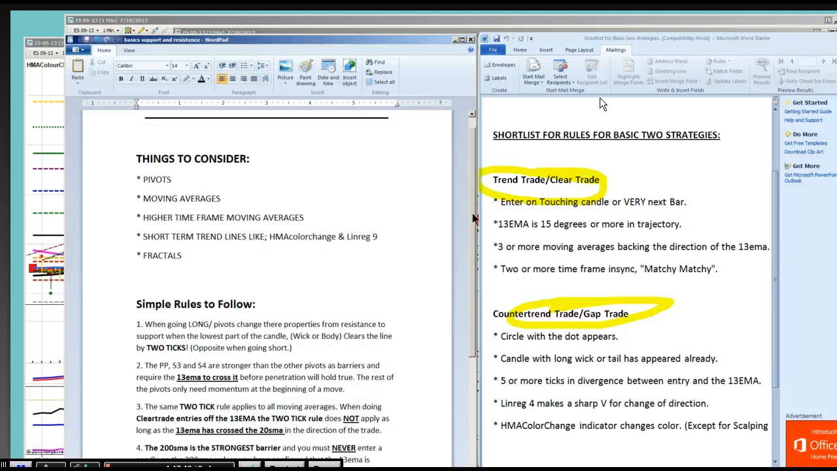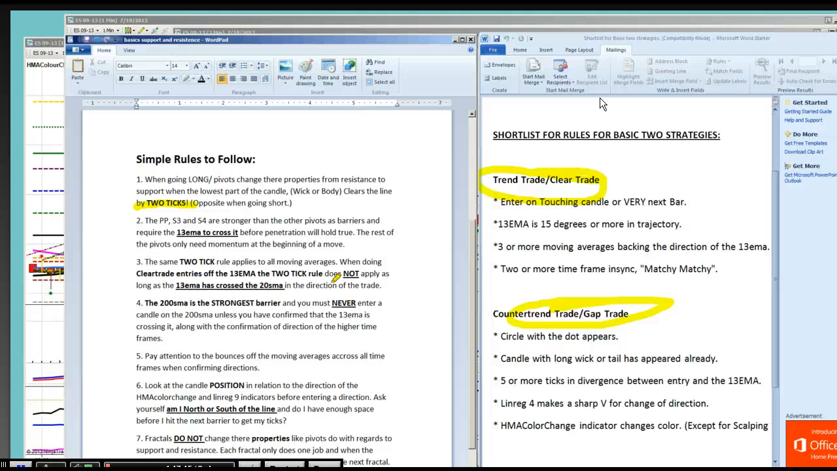One of the most important things we look for when it comes to penetration is the 2-tick rule. The candle has to penetrate by 2 ticks from the lowest point or the highest point of the candle. If you're going long, it needs to be from the lowest point, wick or body, and for going short, from the highest point. The only exception is when you're entering your trend trade and you need to enter on the touching candle. But you want to make sure that your 13 EMA has indeed crossed your 20 SMA in the direction.